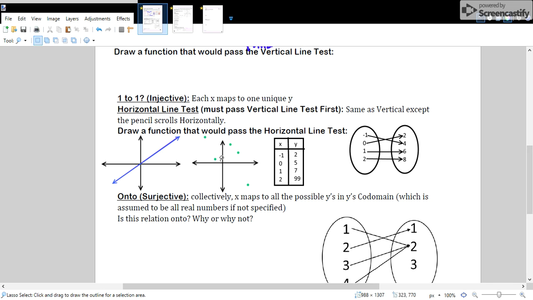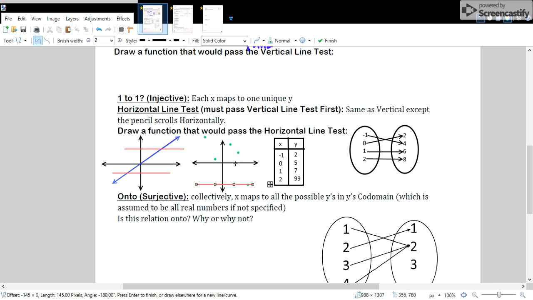Okay, here are some examples of relations that would pass the horizontal line test. So, this is a linear function. It passes the vertical line test, so that makes it a function. It would pass the horizontal line test, so it's also one-to-one. Okay, this next one is a discrete graph. It passes the vertical line test, so that means it is a function. And it also passes the horizontal line test, so that makes it one-to-one as well.